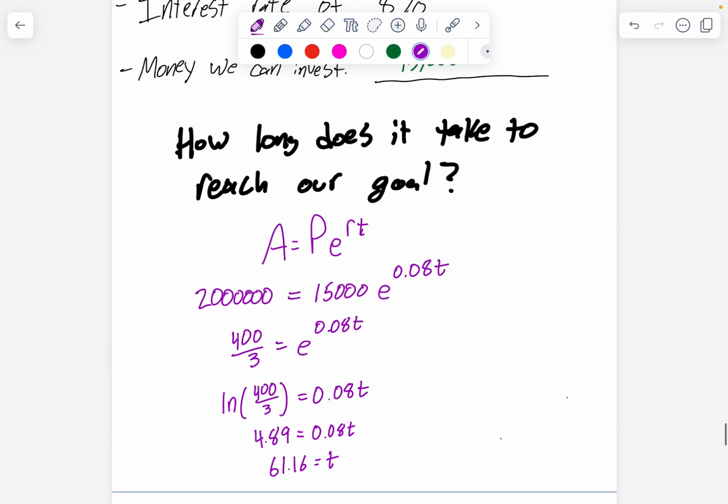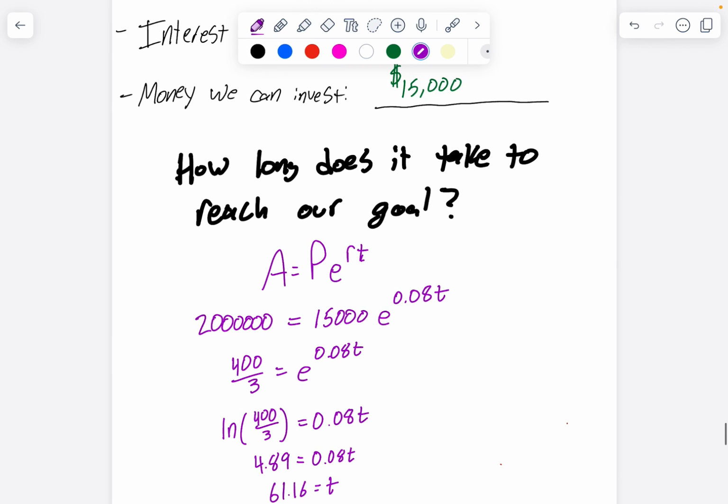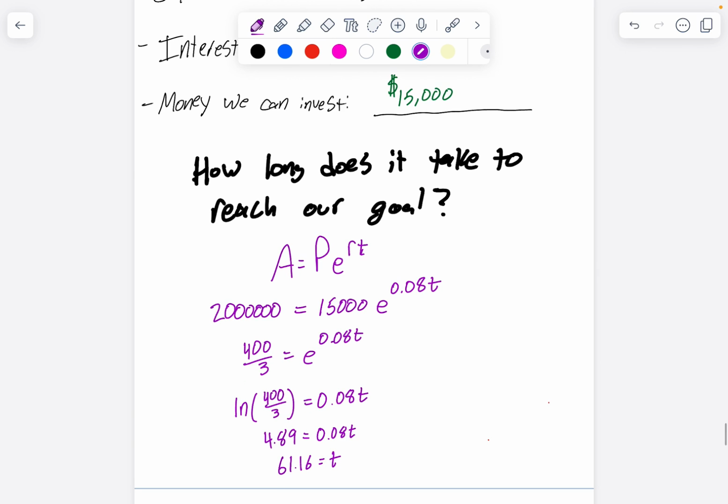So, does it take a long time to make $2 million? Of course it does. But would you have it before you died? Probably. And imagine what would happen if you got 9%. Or imagine what would happen if you had $20,000. Or imagine if you could add more over time. Remember, this is a free $2 million effectively. You do just have to wait 60 years.